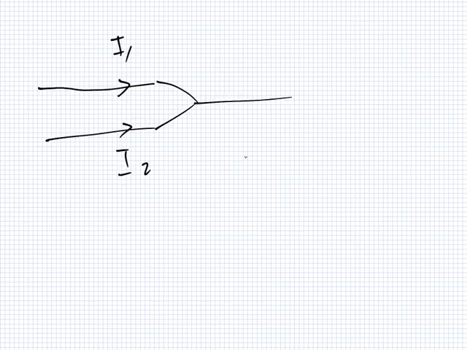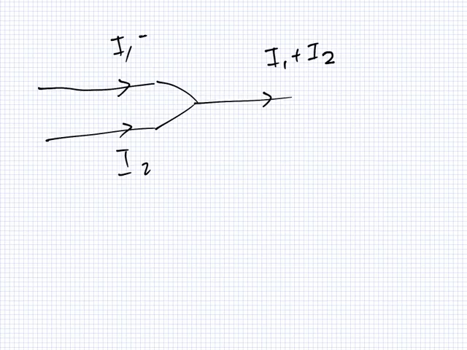I1 is a wire and I2 is another wire, then they join. What is that? Parallel. Parallel, yeah. And they join. And what's the current here? Yeah, I1 plus I2. So it's I1 plus I2 is the answer. But why? Yeah.